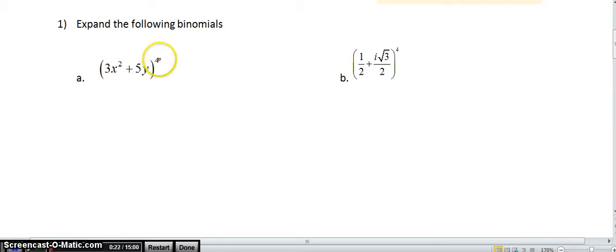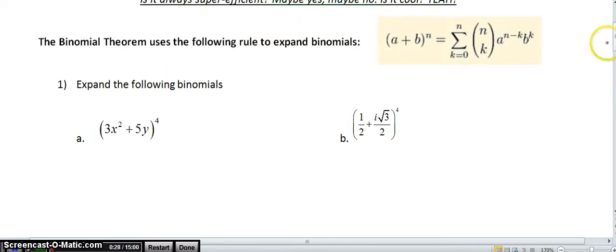And you can do the binomial theorem instead of multiplying 3x squared plus 5y 4 times. So what the binomial theorem states is that if you have a binomial, so some term plus some term to some power, you can expand that using a sum. And the sum, at the end of a binomial, it would be like x squared plus 2x plus 7 or something. That's why it's a sum, because you're adding all the terms together. So you're going to add all the terms, and the way you calculate the terms is using this explicit formula here.